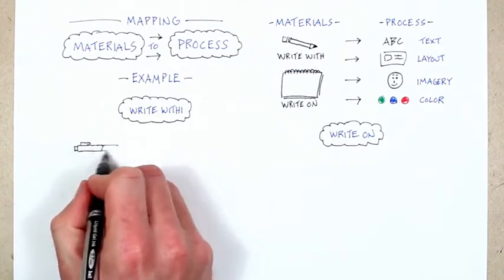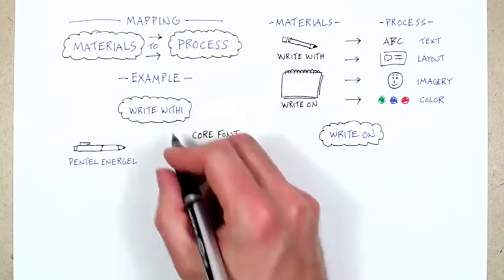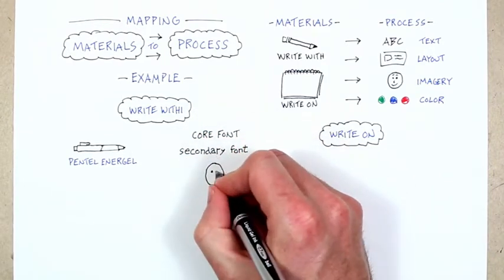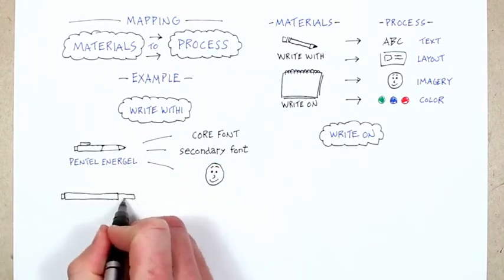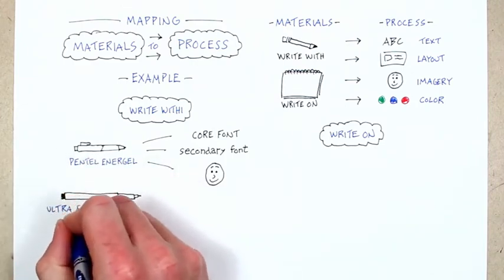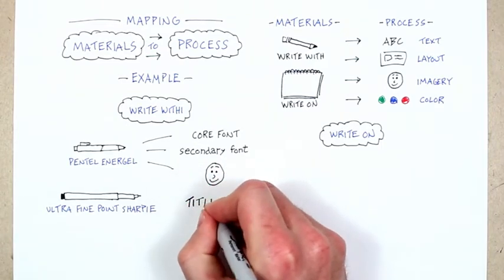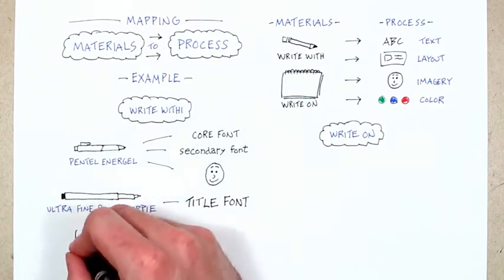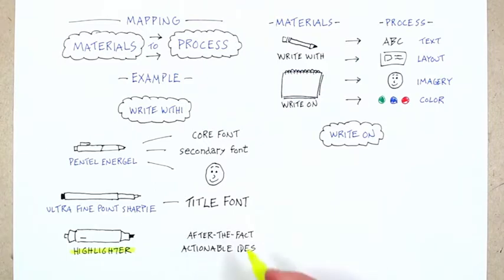The pen that I use most is the Pentel Energel, and I use that pen for my own core font, my secondary font, and also to draw images. Let's say that for my title font, I want something a bit bolder. So for that, I use an ultra-fine point Sharpie, which even though it's called ultra-fine point, it still has a bolder stroke to it than the Energel. To bring in some color, I can use a highlighter to pull out some actionable ideas after I've taken the notes. So here I've got 2 writing utensils that I use in the moment and one that I use after the fact.